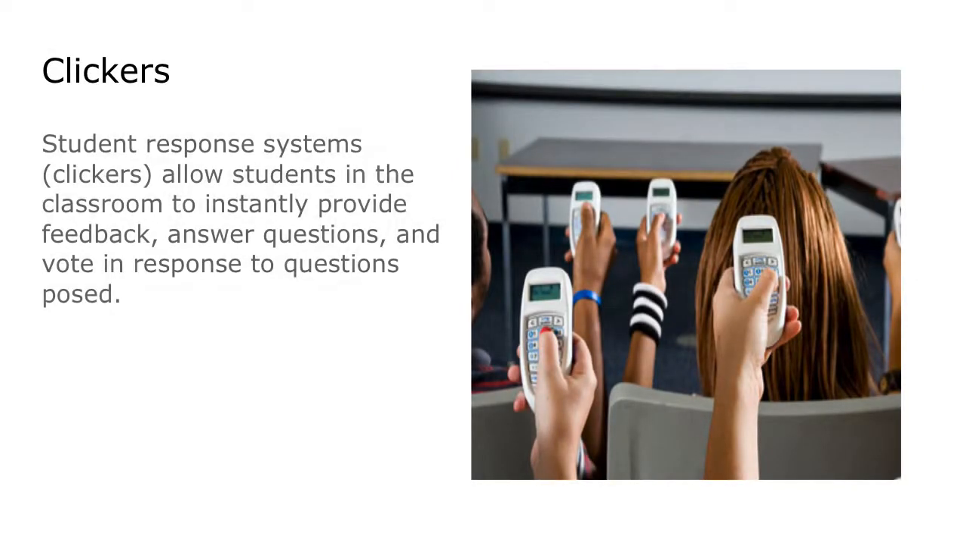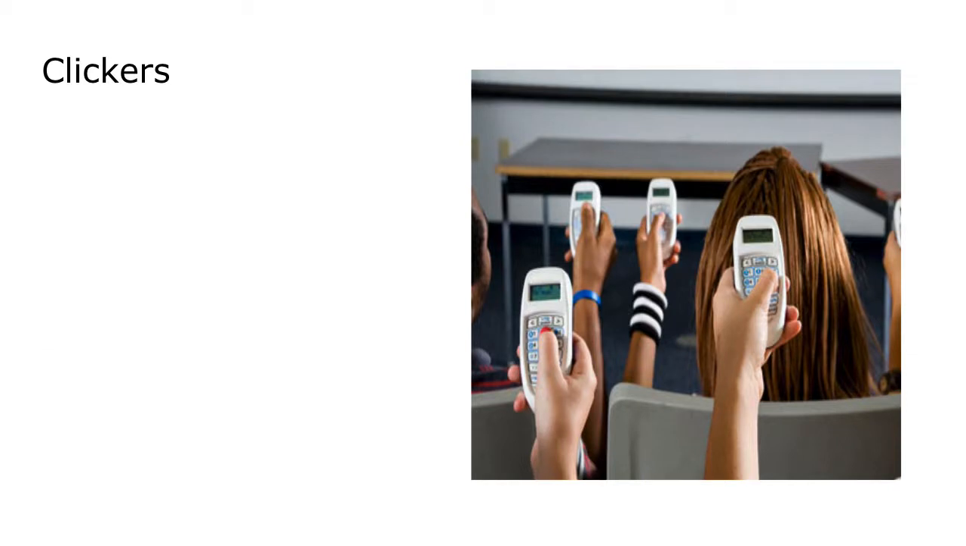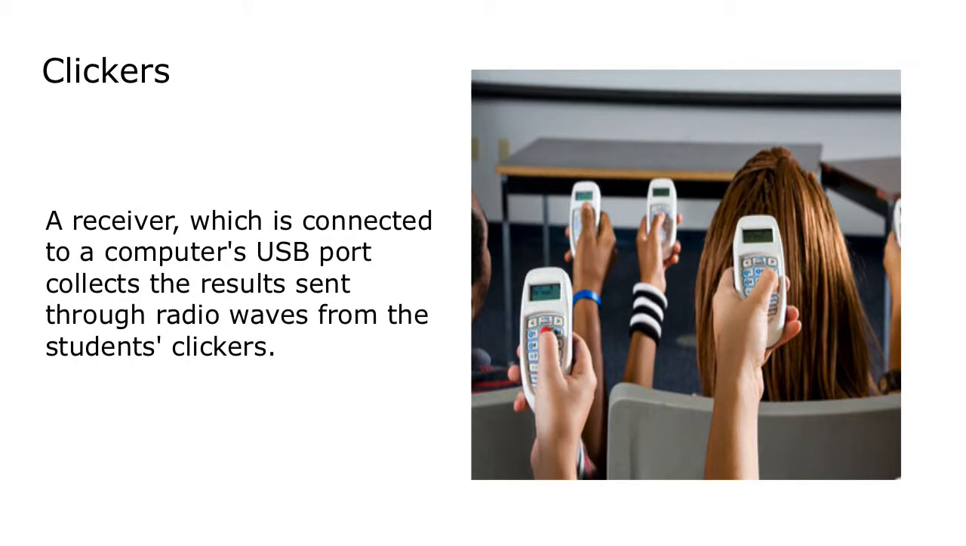Clickers. Student response systems, clickers, allow students in the classroom to instantly provide feedback, answer questions, and vote in response to questions posed. Each student uses a clicker, a portable handheld device that allows them to vote or make a selection by pressing a button. A receiver, which is connected to a computer's USB port, collects the results sent through the radio waves from the students' clickers.